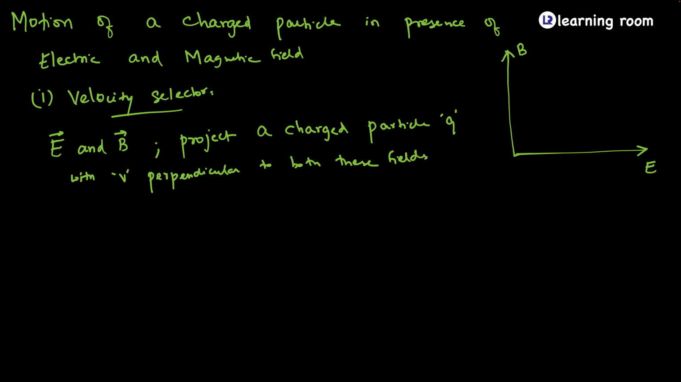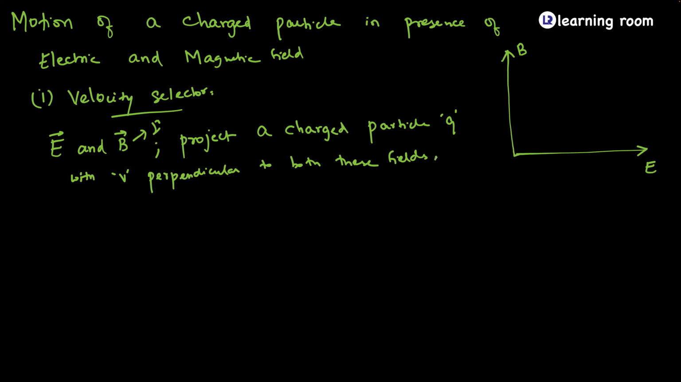Right? So what is happening? E vector and B vector are perpendicular. And what are you doing? You're projecting a charged particle Q with velocity V perpendicular to both these fields, right? But what is the objective of it? Simply, we don't want to project it. Why is the name called velocity selector? Is because we need to project it in such a way, right?